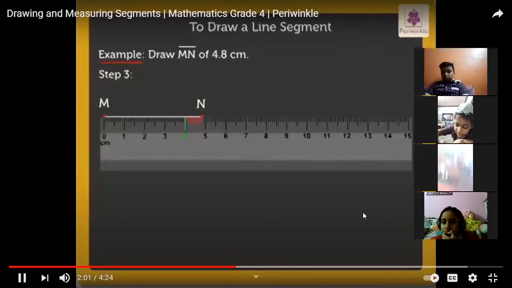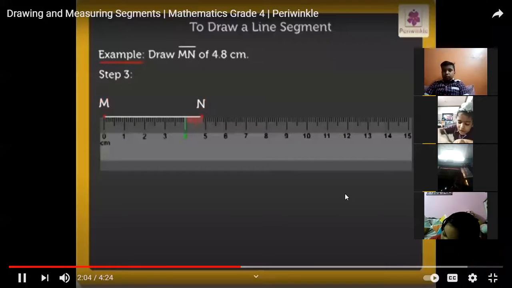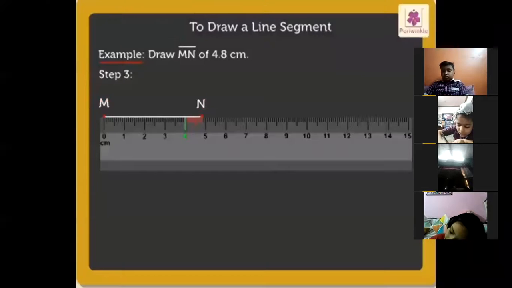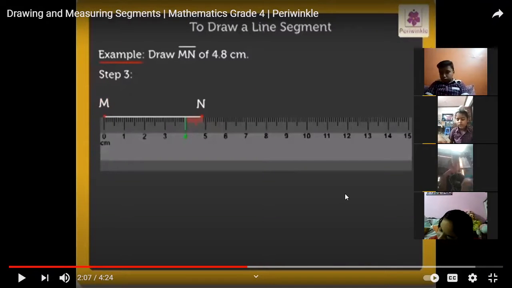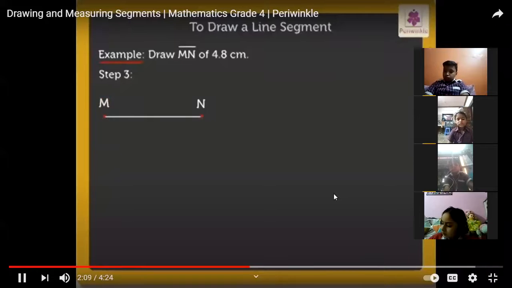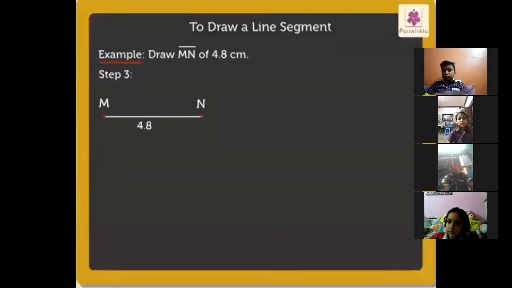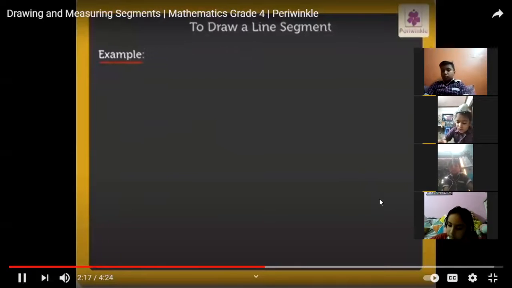Step 3. Now, join the points M and N to form line segment MN. So beta, in the third step, we are just going to simply join the 2 marks which we have put on the screen with the help of a pencil. And finally we are going to write down the length, that is 4.8 centimeters, with this particular line segment. Now, let's solve another example.